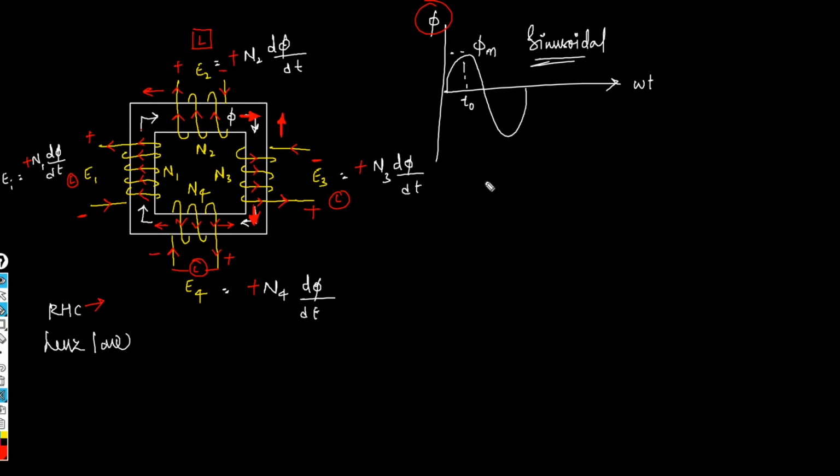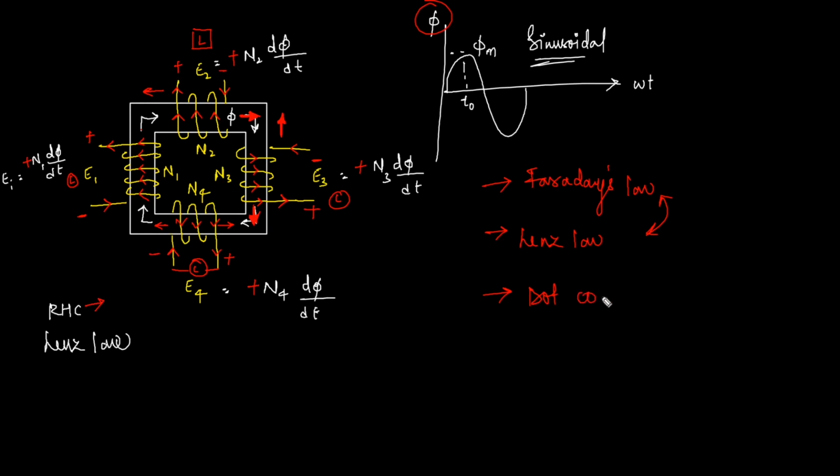So till now we have studied about Faraday's law. Faraday's law is responsible for the induction of EMF in a coil when it experiences a change in flux with respect to time, and its direction is given by Lenz's law, which means that these are like two different sides of the same coin. Both are interlinked to each other. So another thing we need to learn is dot convention. In the same figure, I will explain what dot convention is.